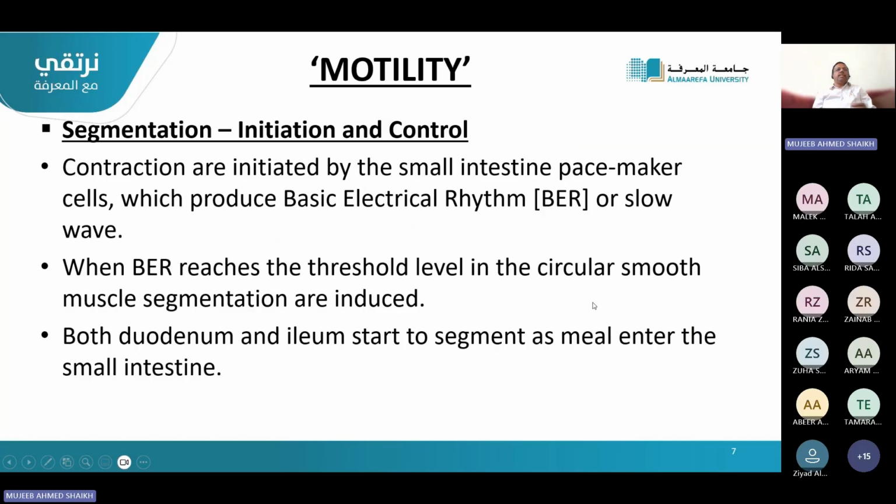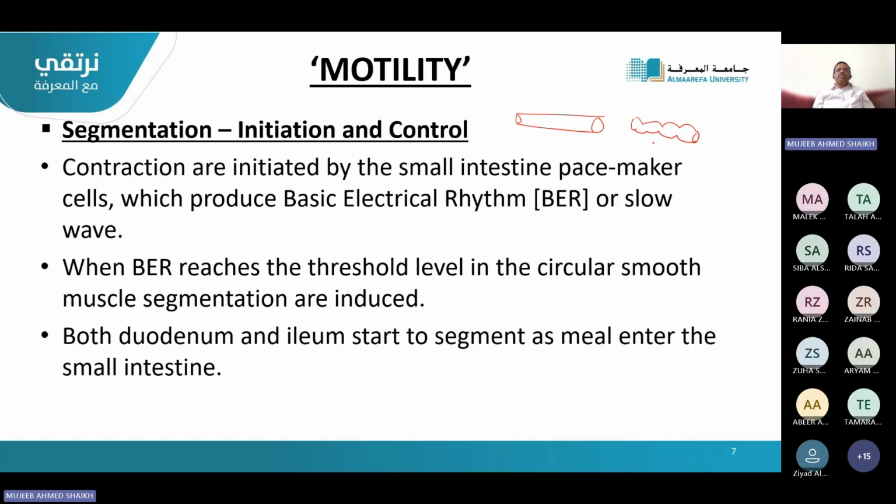So here is the explanation. Why do contractions occur? Why does the small intestine, which was like this, become like this? Why do the contractions occur? The contractions increase the surface area of the food for absorption.